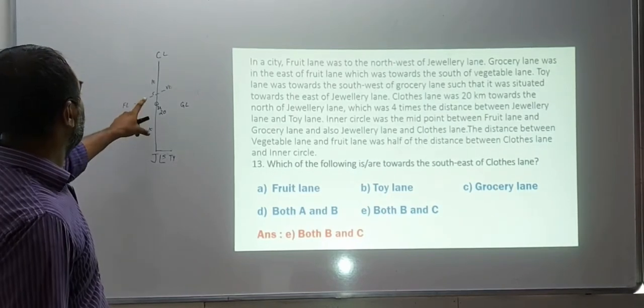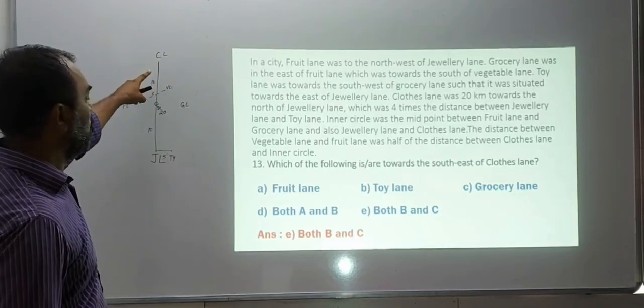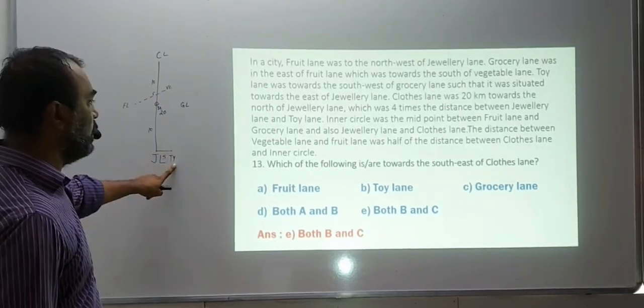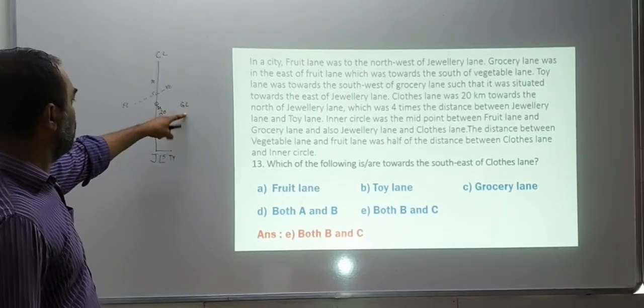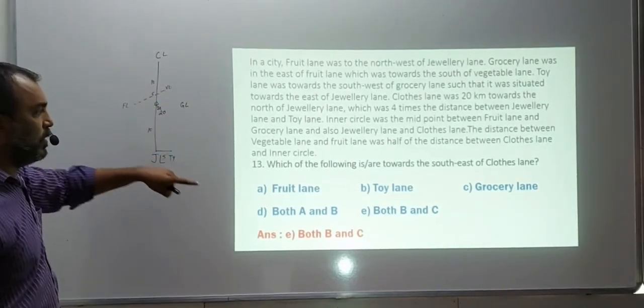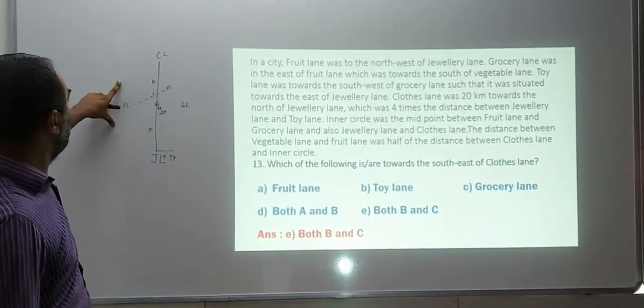Southeast. So southeast is on this side, right? Southeast, south to the east. So toy lane and the grocery lane should be the answer. Yes, so that is grocery lane and toy lane. So B and C is the answer. It is correct. Okay. So I think the diagram we have got is correct.